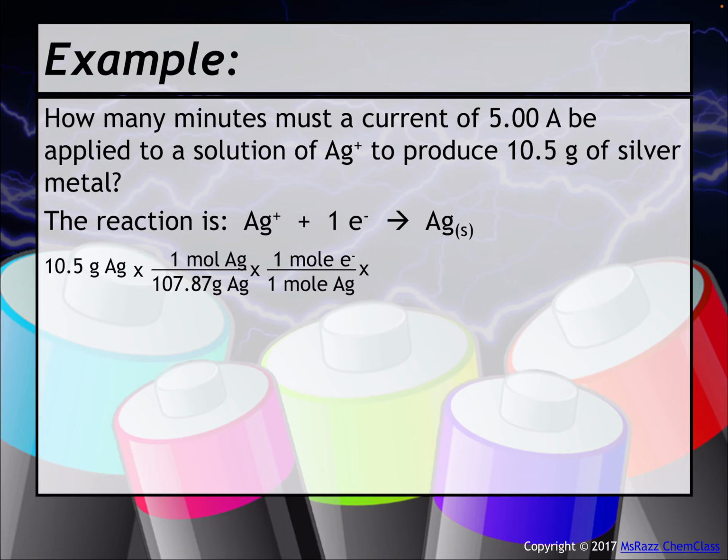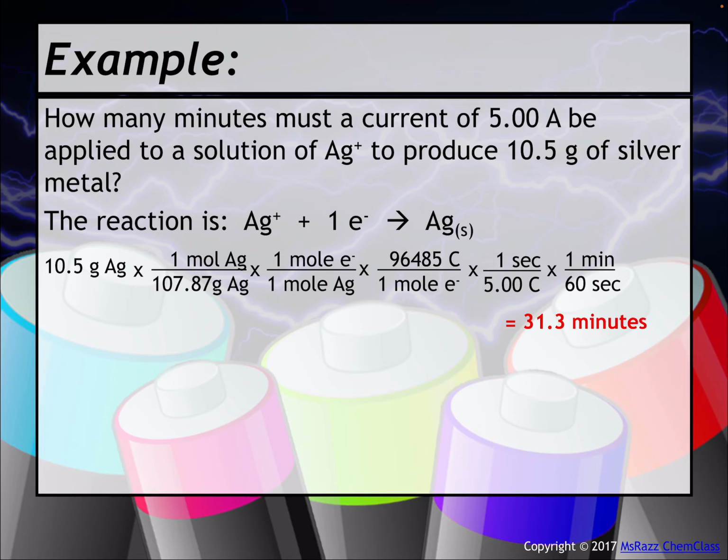Now we take our Faraday's constant and change that into coulombs. Last but not least, we know that 5 amps is equal to 5 coulombs per second, so we use that to change to seconds. We want our final answer to be in minutes, so we convert, and boom, 31.3 minutes. So these electroplating reaction calculations are really just a big, long set of train tracks, a big dimensional analysis thing.